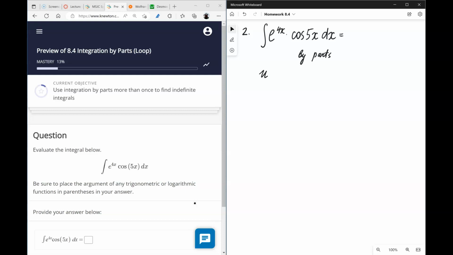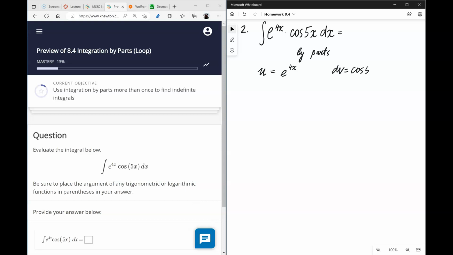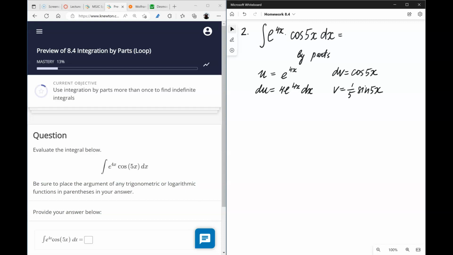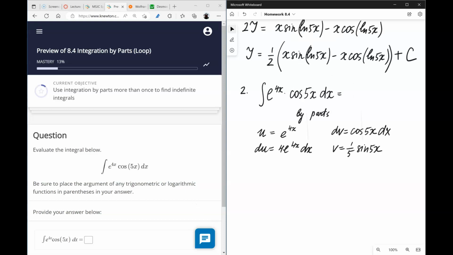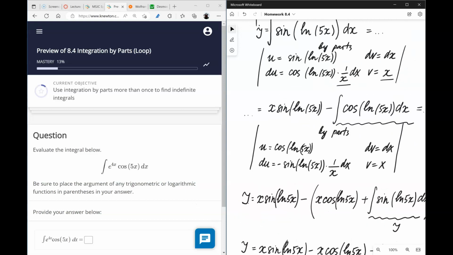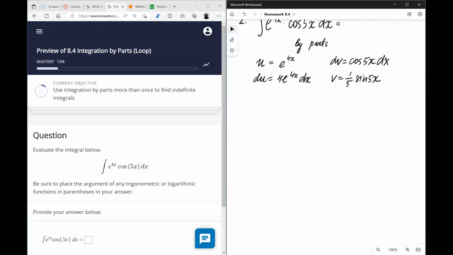And here, for your choice of u, you can make u equal e to the power 4x and dv equal cosine of 5x dx, so that du is 4e to the power 4x dx, and v is 1/5 sine of 5x. Let's make sure I didn't forget dx there. Nope, looks good.